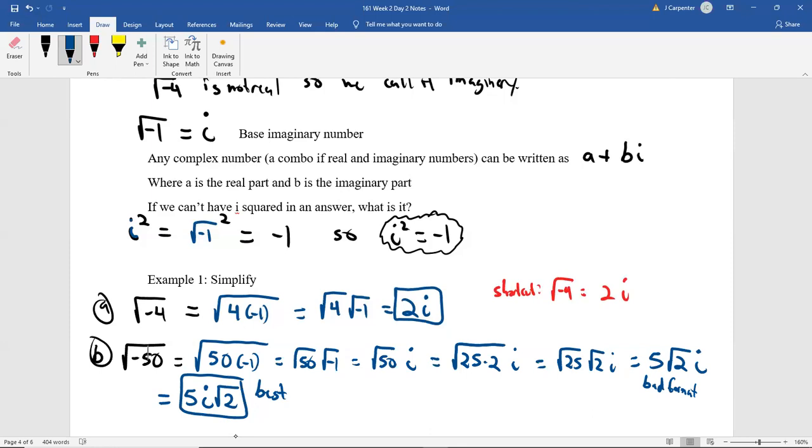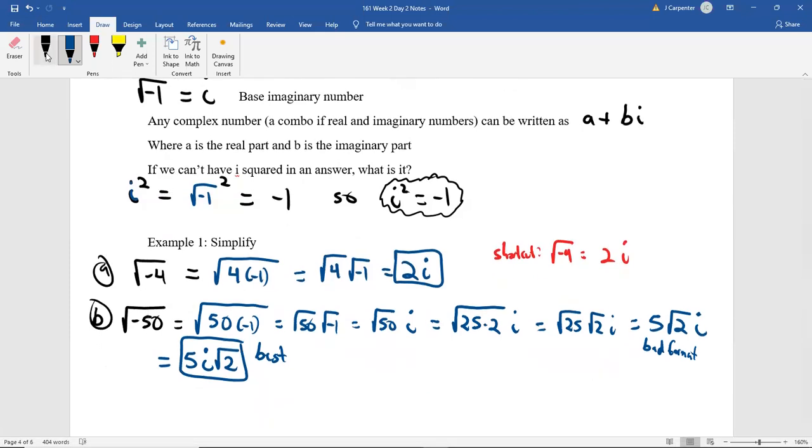Is this still correct over here, the bad format? Yes. Will you still get full credit for it? Yes, as long as you make sure the i isn't under the square root of 2. You will never have i's under square roots in answers. You should never see them in the pre-calc class. That's horrible. It's very complicated. That's 400 level math stuff.